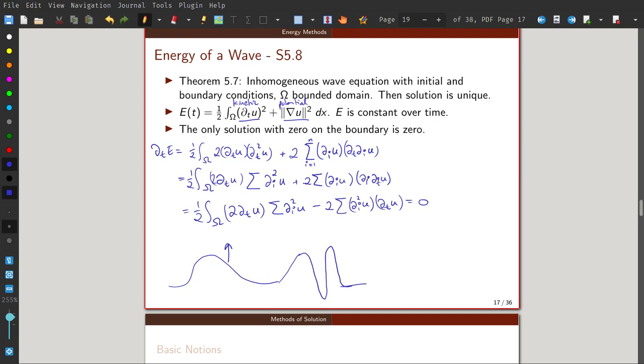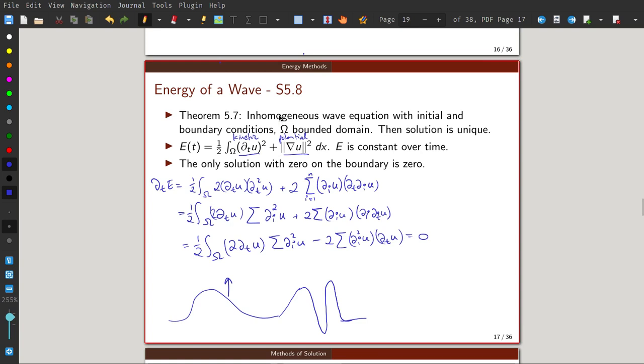So that might help you remember the two terms or understand the two terms in this energy formula. And this is very typical of the energy formula actually corresponding to the energy of the problem when you're thinking of the PDE as describing physics. Okay, so this was a very short section, but that was the main idea. To prove uniqueness using some integral functional of the solution.